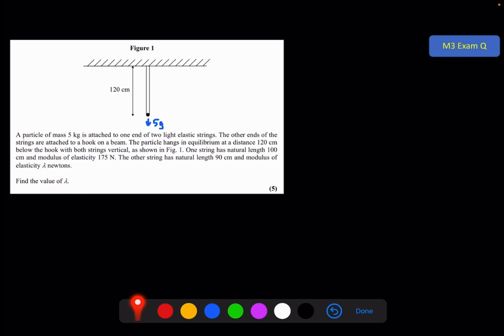Okay, so let's set out what we know. I'll put on the left the first string in red, we know has a natural length 100 and a lambda 175. On the right, in green, the other string has natural length 90 and a lambda, the unknown we're trying to find. And notice that we also know the extension for both of these because we know that it's 120 centimeters. So on the left, this string has got an extension of 20, and on the right, this string has an extension of 30.